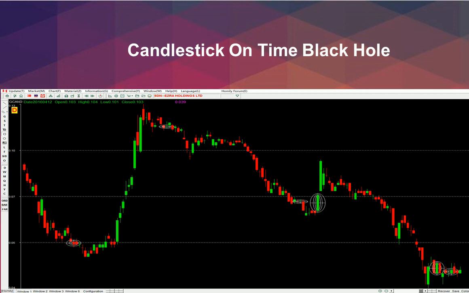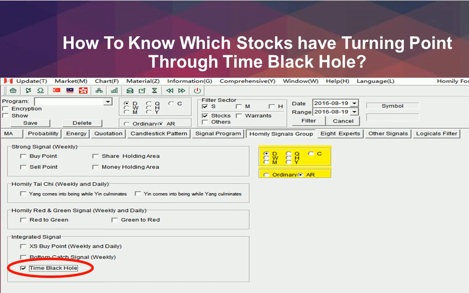Then how to find which stocks have the turning point through the time black hole, how to know that? You also can use the technical filter to find, okay? Firstly, we should click the technical filter and click the homely signal group. Then we can click time black hole. Then you can filter which stocks have the turning point, okay?